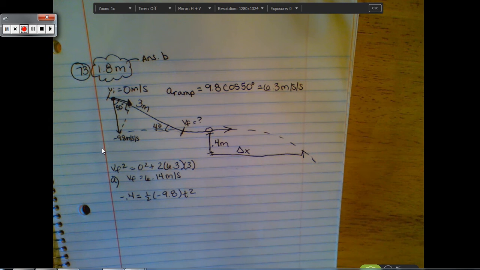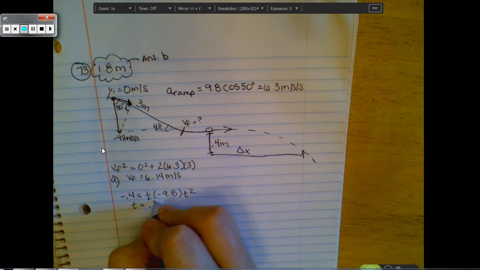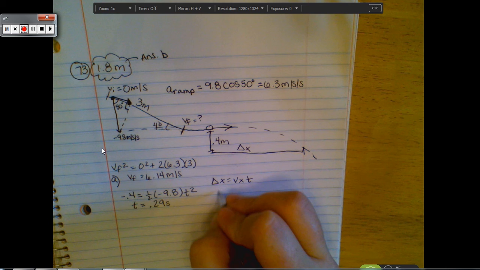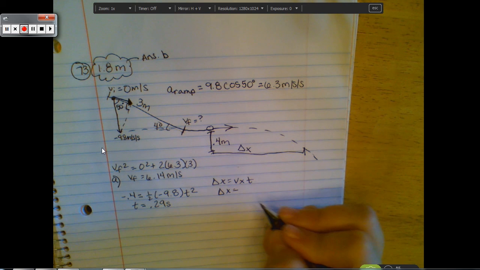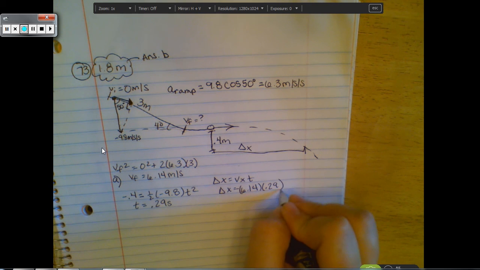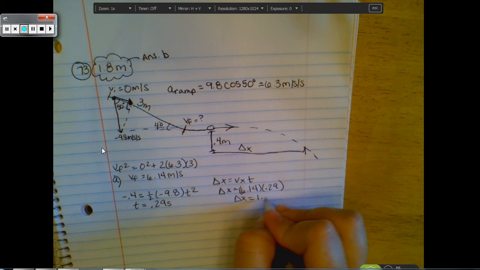This is nice, no quadratic needed. So negative 0.4 times 2 divided by negative 9.8. If I take the square root of that, I will get a time of 0.29 seconds. Now I know delta x equals vx times t, so delta x equals 6.14 meters per second times 0.29 seconds, so delta x equals 1.8 meters. Yay, we got it right.